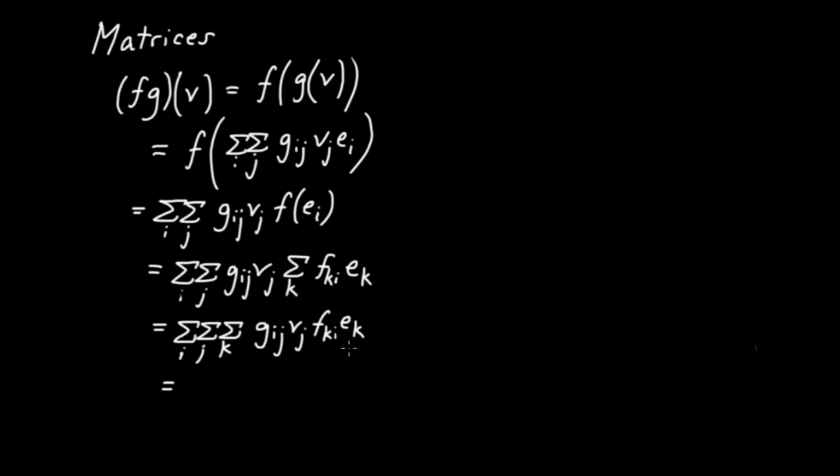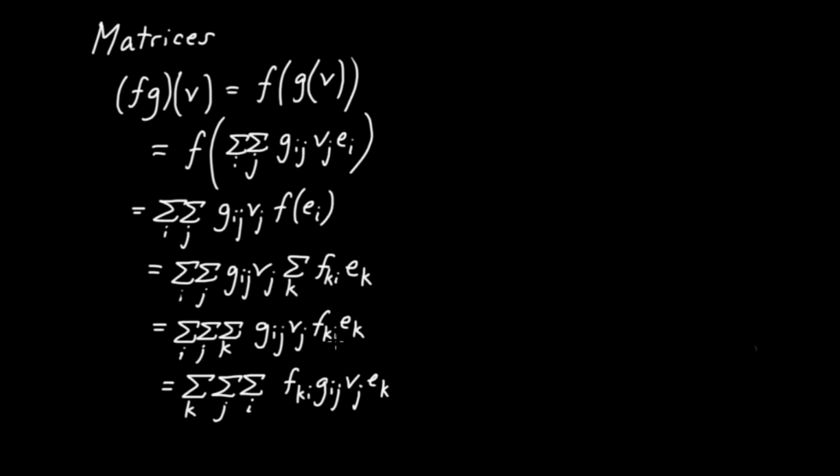Now what I'm allowed to do, since all of these are scalars, I may commute them as I see fit. So I'm going to do a little rearranging. We have a triple sum here, but I'm also going to flip the order of summation. I'm going to have the i there, I'm going to place the k over there and the j here. And what I'm going to write is f_ki g_ij v sub j e sub k.